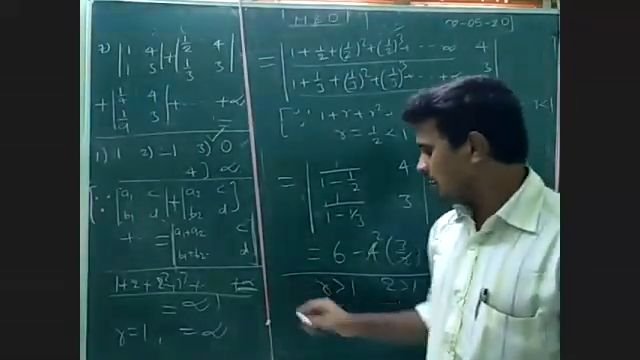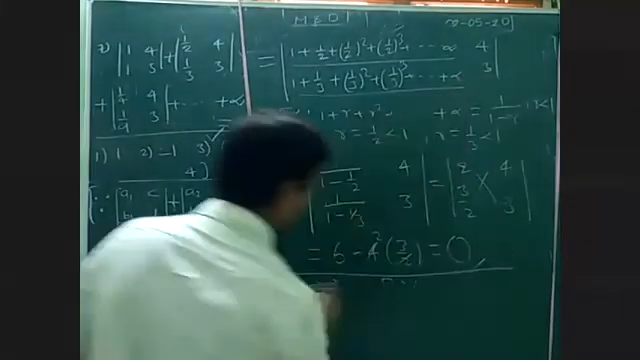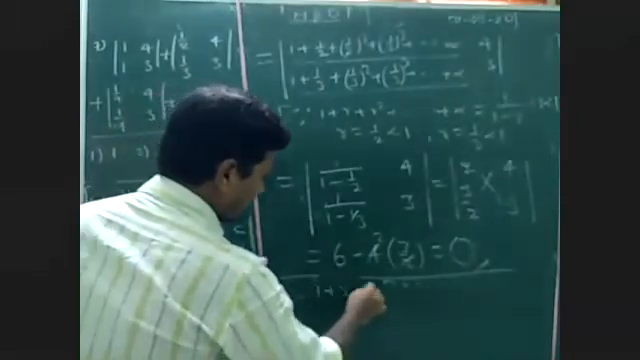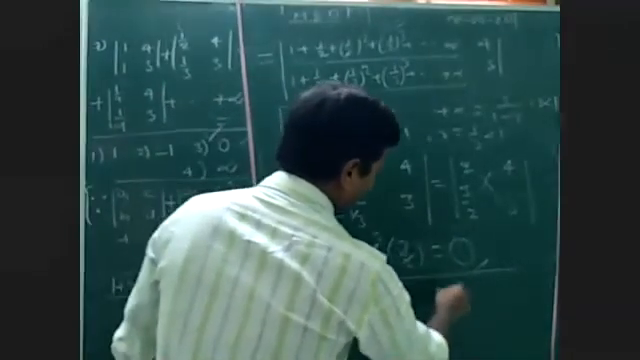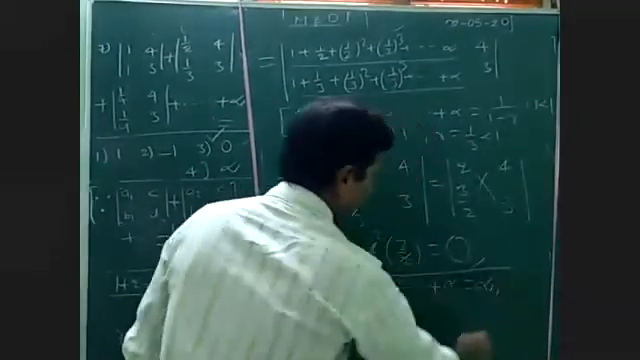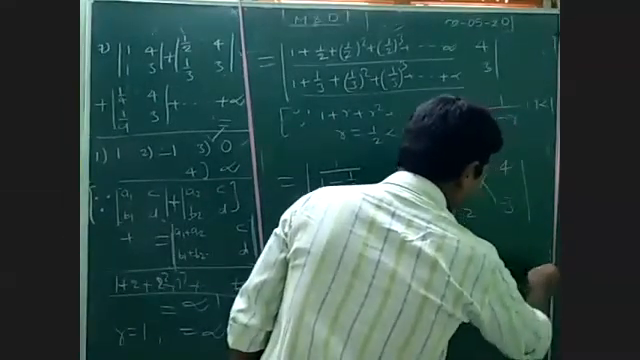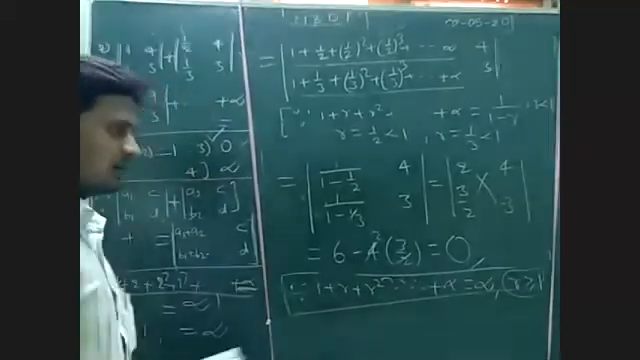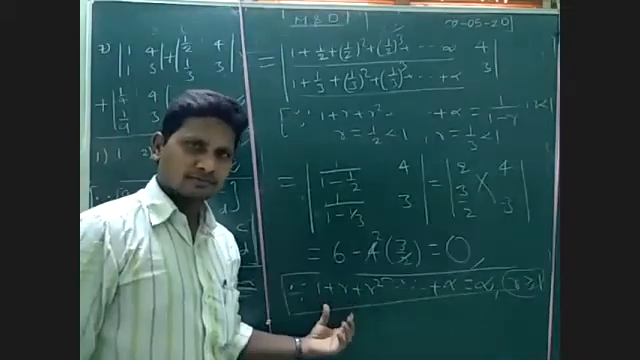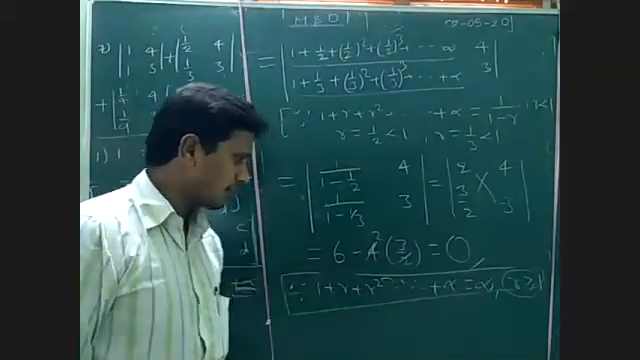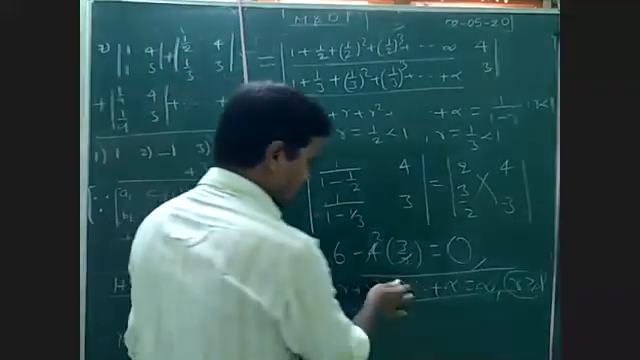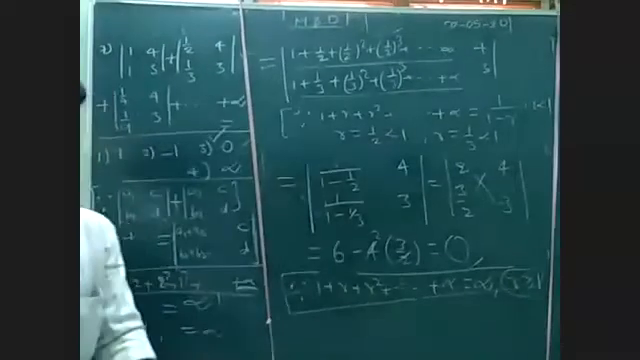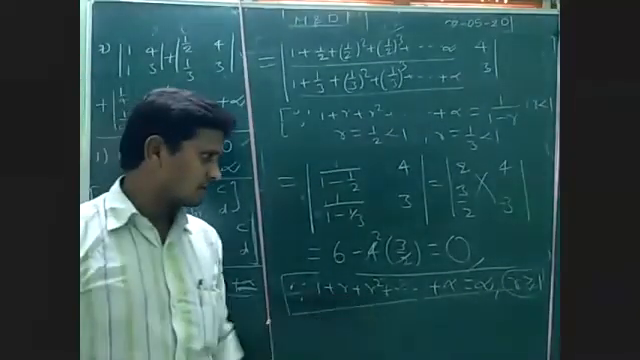For r greater than or equal to 1, utilize the second condition. Here 1 plus r plus r square, so on, up to infinite is equal to infinite, when r is greater than or equal to 1. This is another formula, remember. These are all geometric progression series.